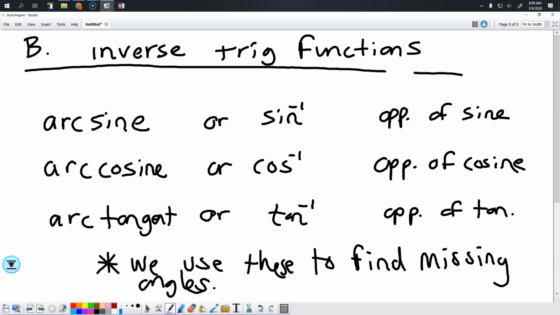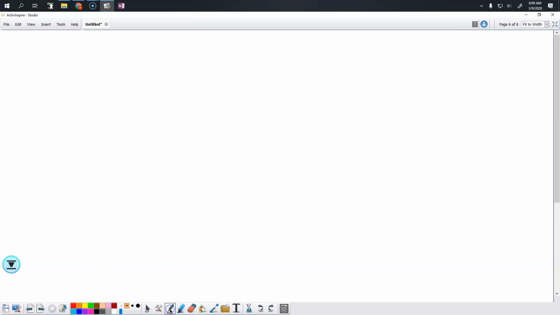All right, so let's do our last example for the day, and we'll follow it up with a student practice, and that'll be it. So, example 2.